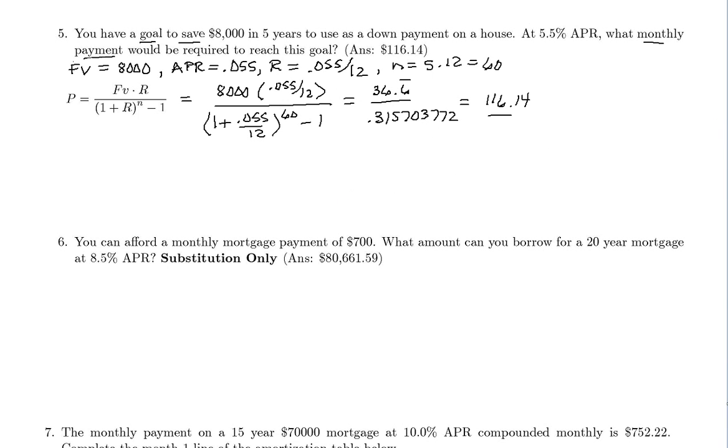All right, number 6, you can afford a mortgage payment of $700. Okay, so they gave you a payment. This is a mortgage. Okay, so that's the loan. Keyword there. So it's in the loan section. You can afford a payment of $700. What amount can you borrow? Amount that you can borrow, that's your PV.